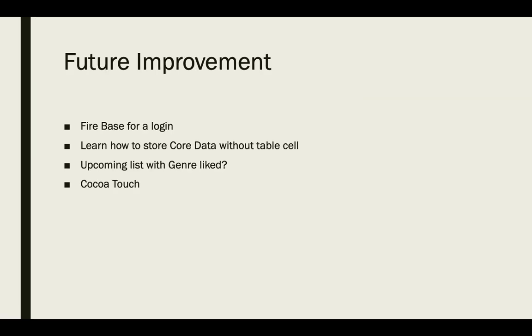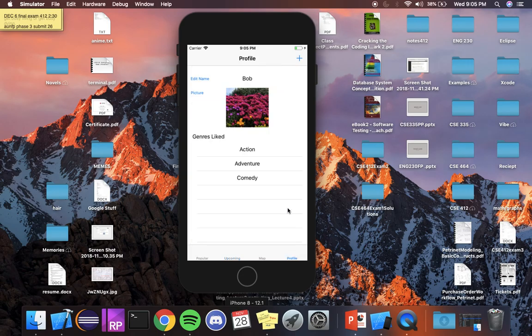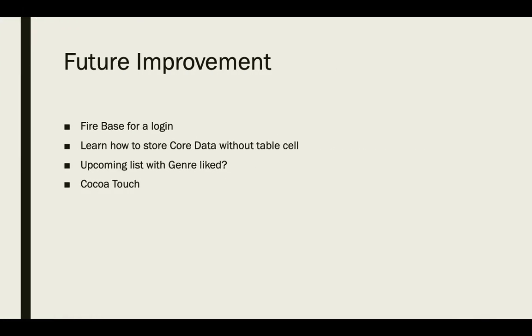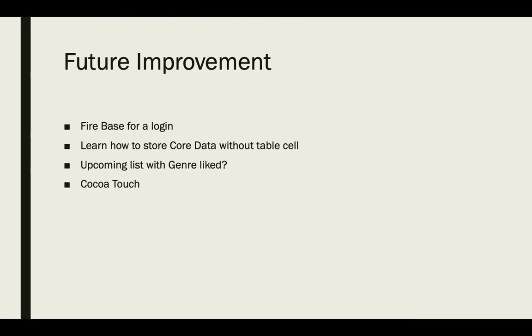Future improvements: what I want to do is maybe do a Firebase thing for a login, hopefully, if I can get that to work. And also learn more about core data outside of the table view cell, like saving things I said on the profile, like the name or picture, and the upcoming list genre. Maybe figure out a way to put genres that you liked inside this list, or sort it out, and then also using Cocoa Touch to get the posters.